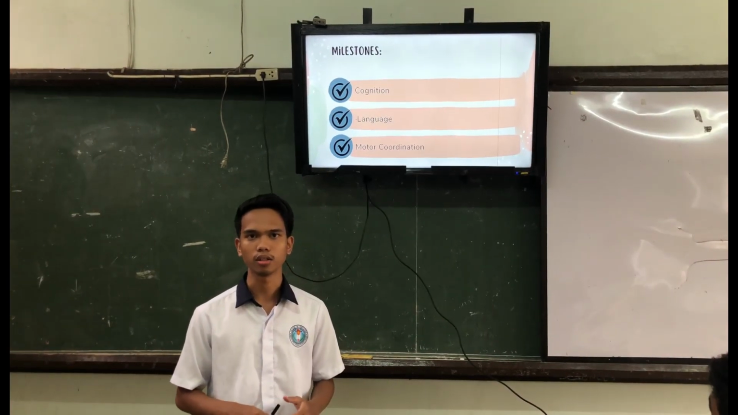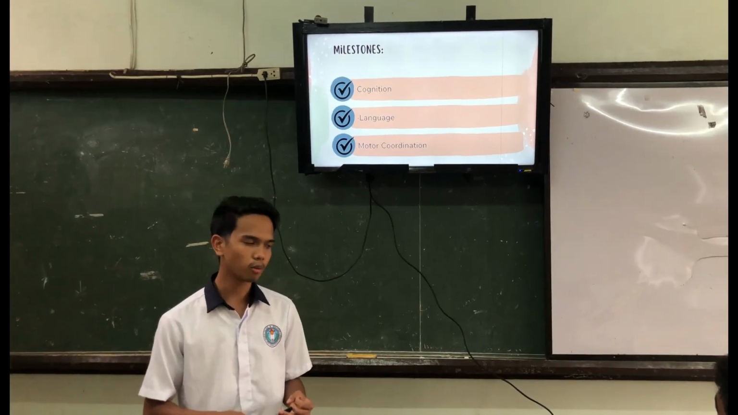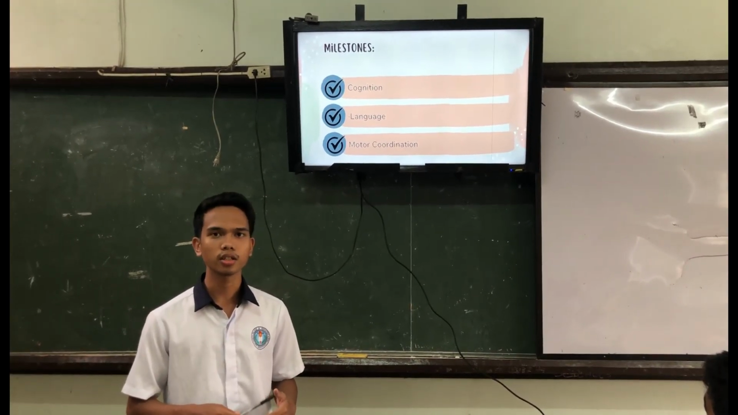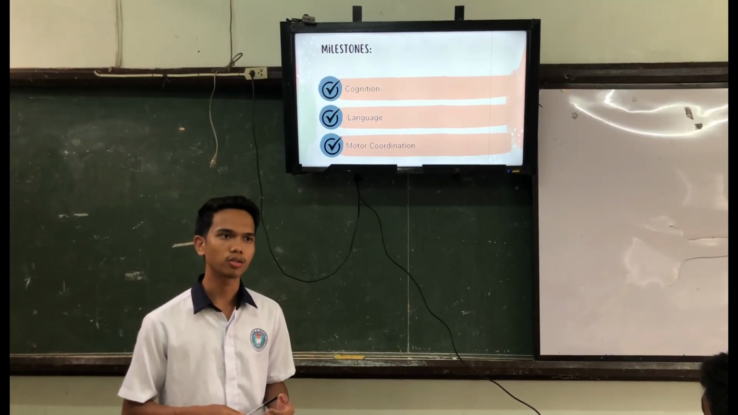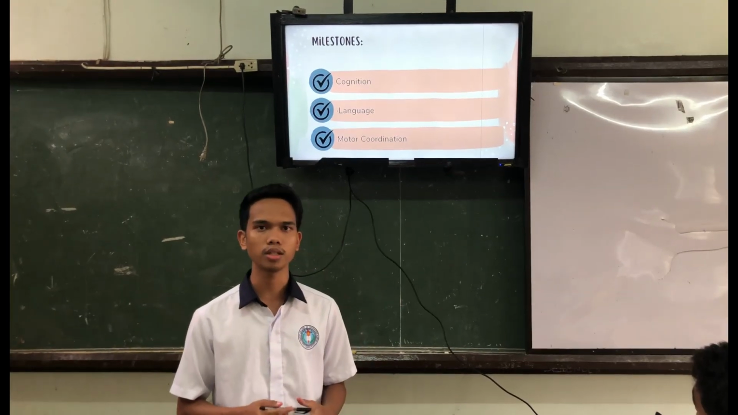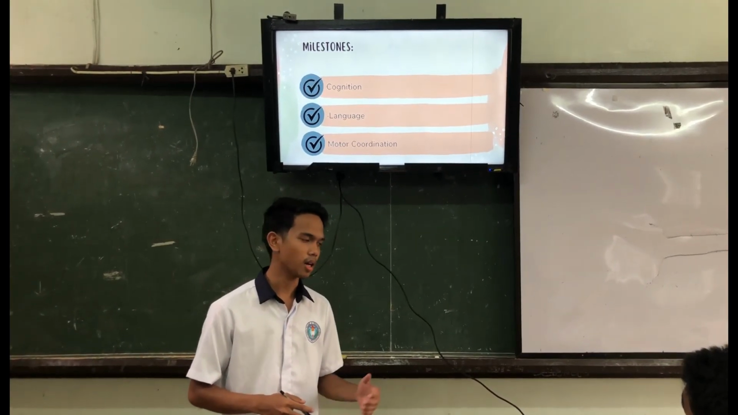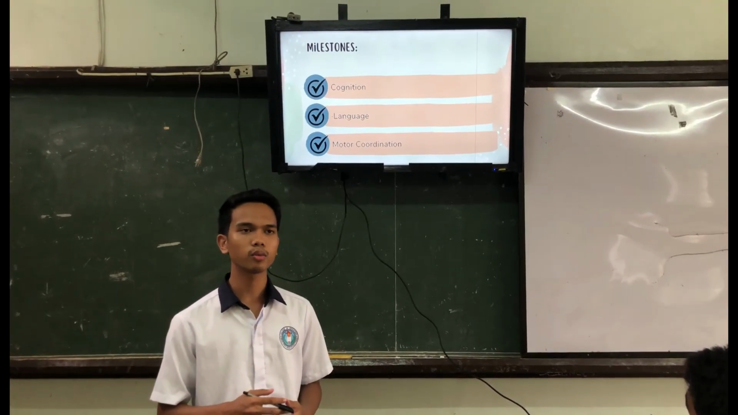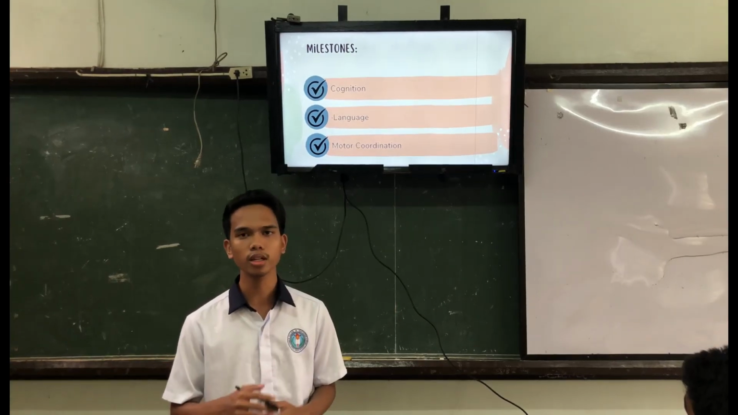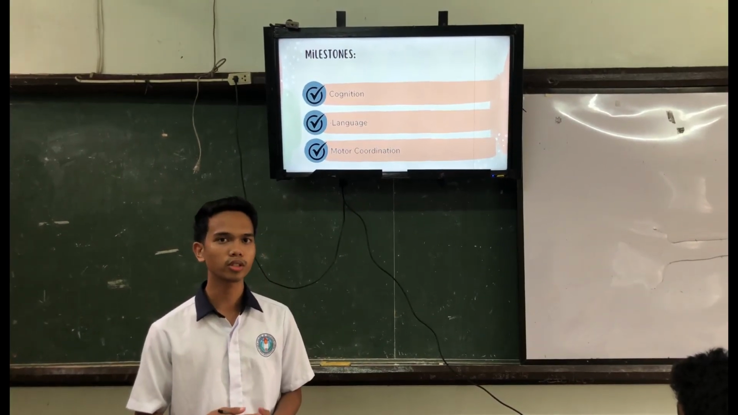First is cognition. Cognition involves thinking, problem solving, understanding, and reasoning. For example, the children will learn how to write, or the children will learn how to count basic numbers. Second is language. In this milestone, the children will learn their language and use this to communicate with their parents or their friends.